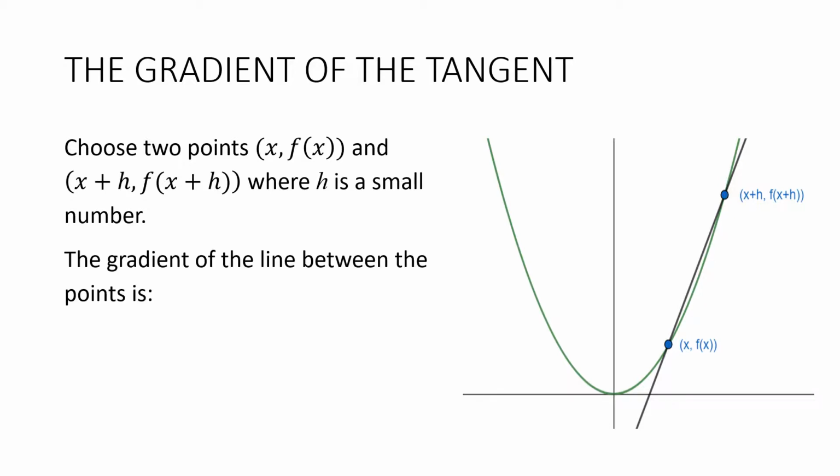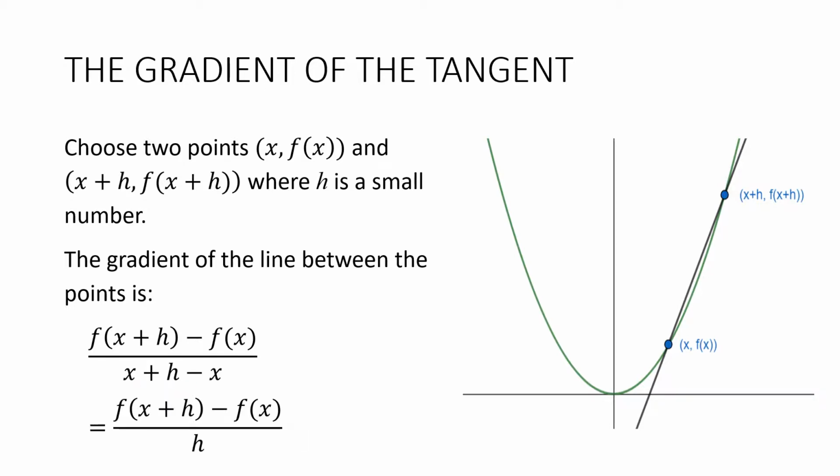The gradient of the line between these points, we can just use the gradient formula for because we've got 2 points. So it's going to be f of x plus h take f of x divided by x plus h take away x. And just tidying up the denominator, I get this.